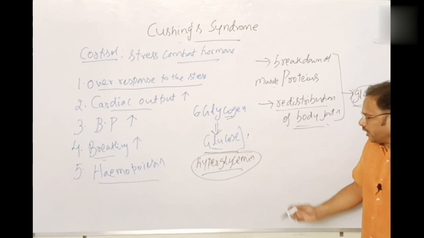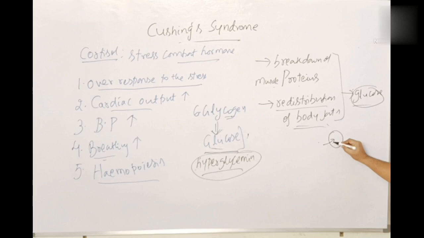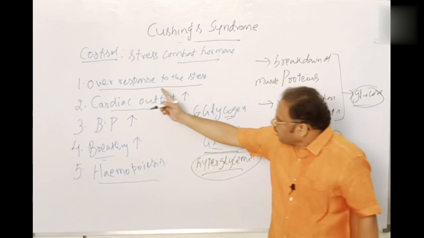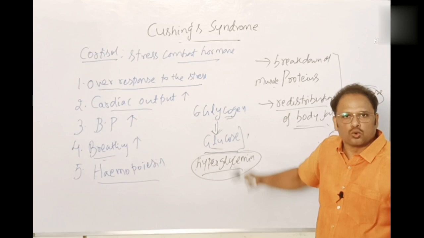You're following? That's so that the body cells take more glucose in the presence of oxygen. There is an oxidation of glucose molecule in order to release the energy in the form of ATP, in order to deal with the stress, because there is an over response to the stress for this patient, for Cushing syndrome. Getting your point?